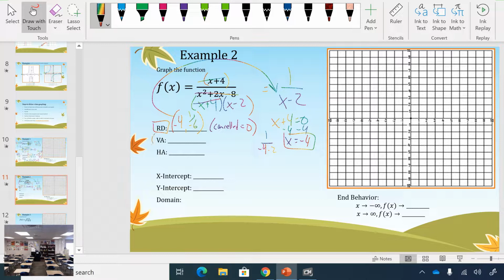All right, then when it comes to our vertical asymptote, that's where we set our denominator equal to 0. So in this case, we have x minus 2, so denominator equals 0. So for our x minus 2 equals 0, you add 2, so x equals 2.